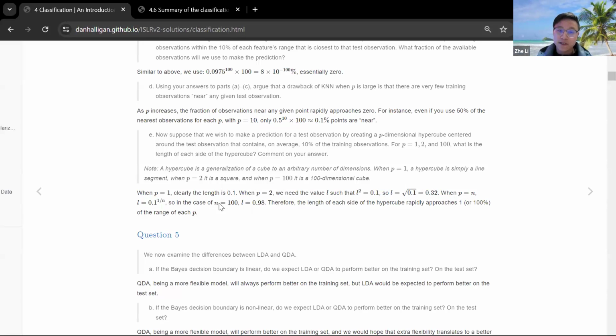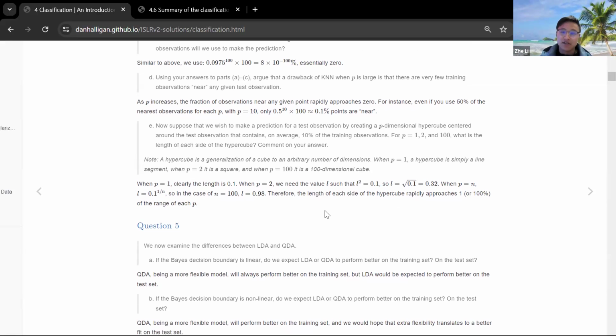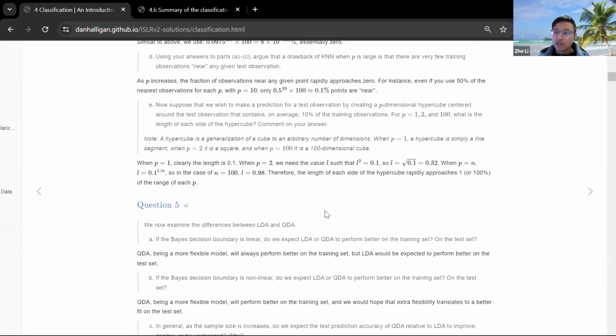So in the case of n equals 100, because the overall length on each side is 1, we have captured 98% of the length of each axis to reach the space that we want to capture. It means that almost every part of the space has to be considered just to get a 10% nearest range. So it means that the KNN case performs very badly when the number of features is huge.